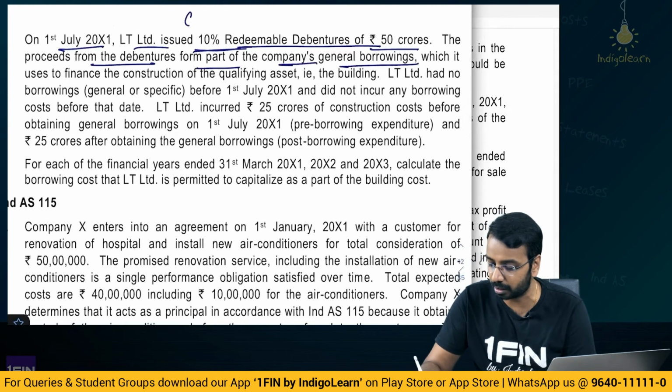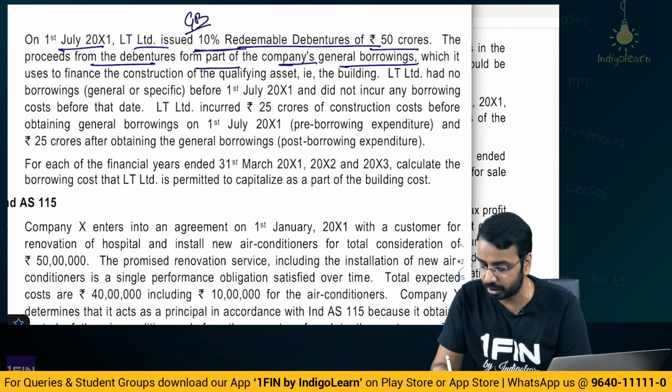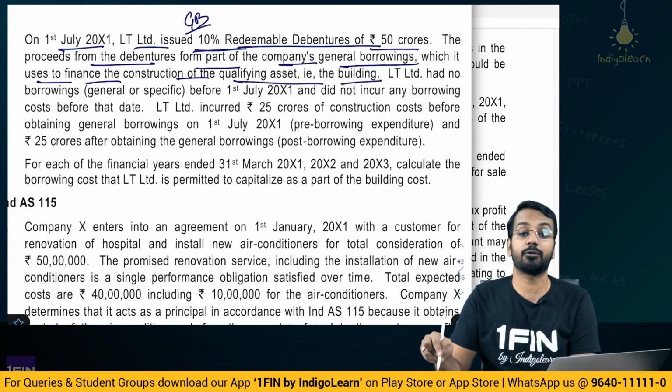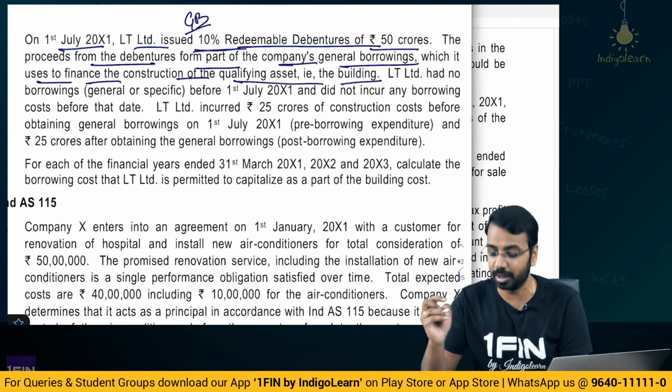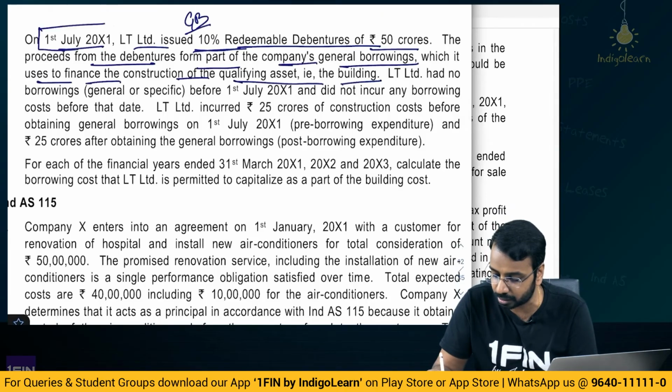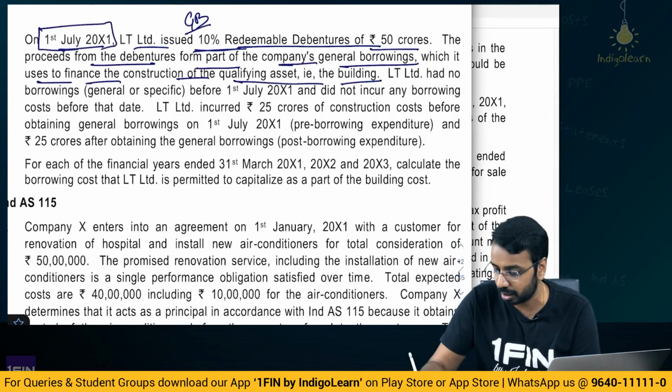So they have done a general borrowing, it's not a specific borrowing, which it uses to finance the construction of a qualifying asset, the building. So now this 50 crores will be used to finance the construction of building. When did they take? 1st of July the loan is taken. When did the construction start? 1st of January of year 1 the construction started.